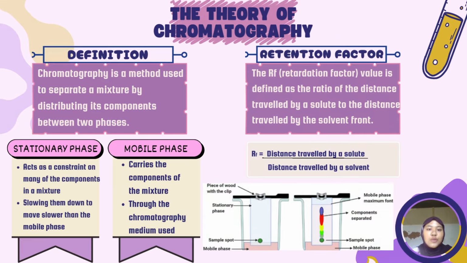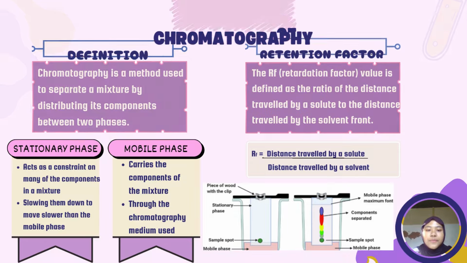Chromatography is a technique used to separate a mixture by distributing its components between two phases, namely the stationary phase and the mobile phase. The stationary phase acts as a constraint that slows down the movement of certain components in the mixture based on their interaction with the phase. Meanwhile, the mobile phase carries the components of the mixture through the medium being used. The retention factor, or Rf value, is defined as the ratio of the distance traveled by a solute to the distance traveled by the solvent front.